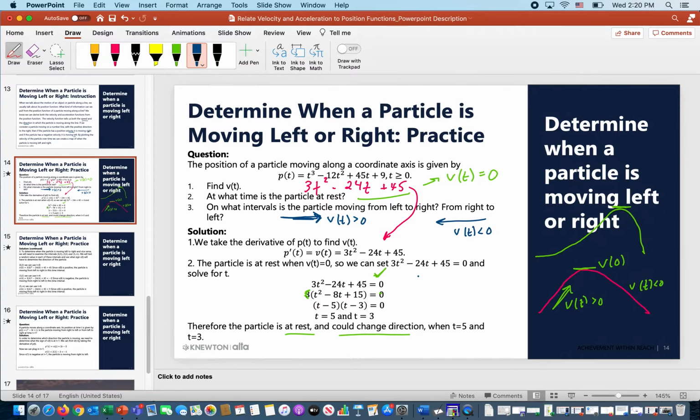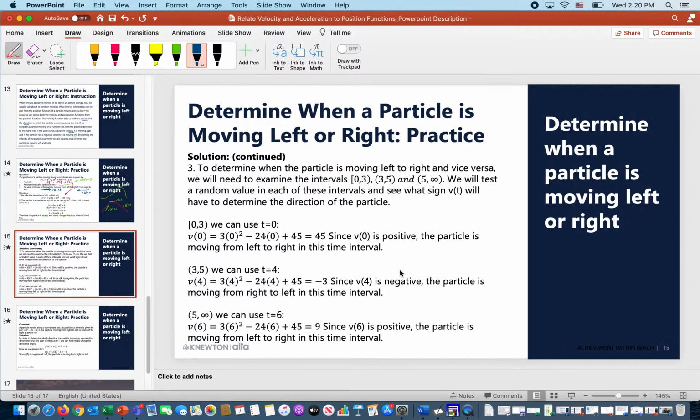So what I'm going to do is set up one of those tables, kind of like what we did in that last section, right? So we're going to start right here with 0 and go to 3. And then I'm going to have that time interval from 3 to 5. And then we're going to have the time interval from 5 to infinity, because we know this object begins flight when time is equal to 0.